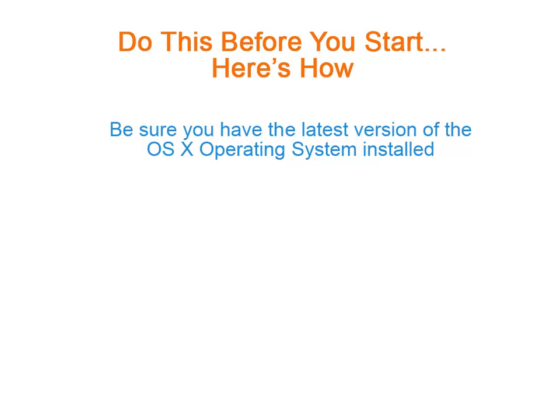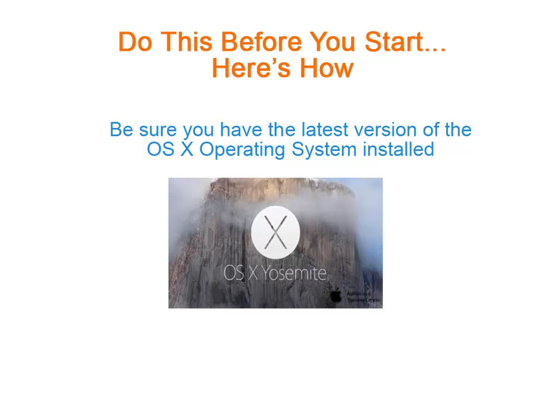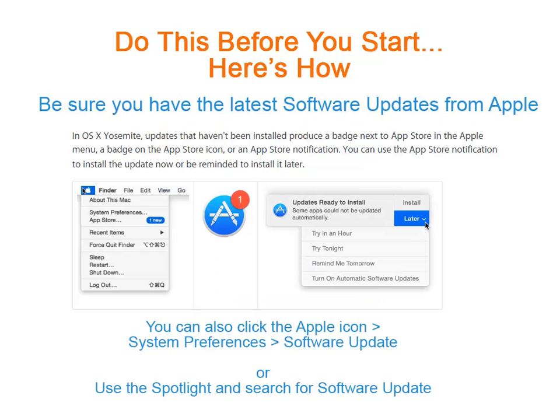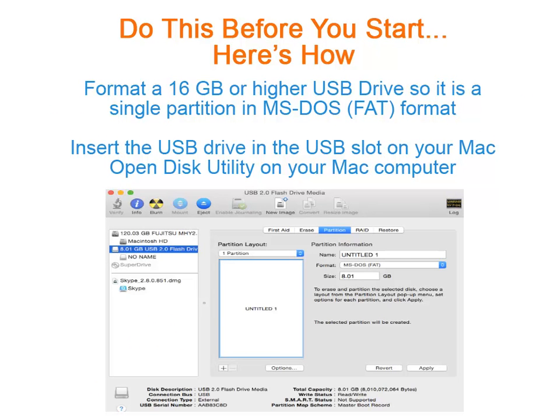Just to recap, you need the current operating system. As of mid-2015, this system was 10.10 and was codenamed Yosemite. Next, make sure you have all the latest software updates. There are many ways to do that, and you've probably already done this since you already own a Mac computer. You're also going to need a 16 gigabyte or larger USB flash drive, and it has to be formatted a certain way. Use the disk utility to do this.